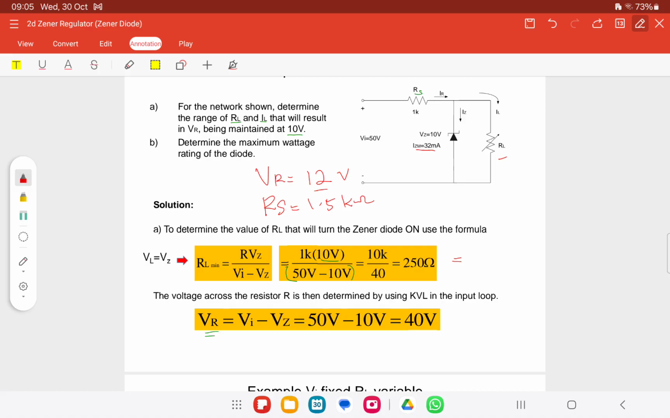Dapat berapa RL? Okey tak? RL masukkan ni ya. Masukkan the value for RL. Okey, dapat berapa RL?